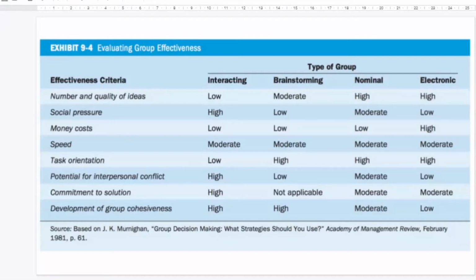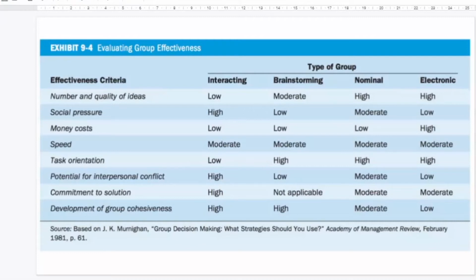Money costs, well, seeing that groups aren't really, if we look at the cost of running the group, it's not overly high to start with. Electronic groups may be higher, not so much in today's world. We got internet technology and the like, so it shouldn't be that bad. Speed, and again, groups are slower. Every one of these are rated at moderate. Task orientation, or how focused they are on the task. Well, interacting groups could be lower, brainstorming could be higher, nominal higher, electronic could be higher. Interacting groups may not be as knitted together.